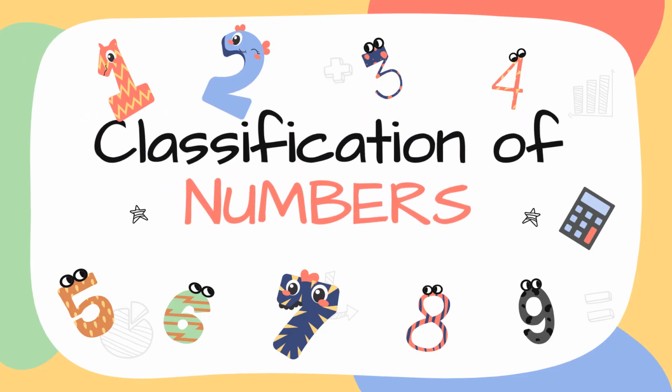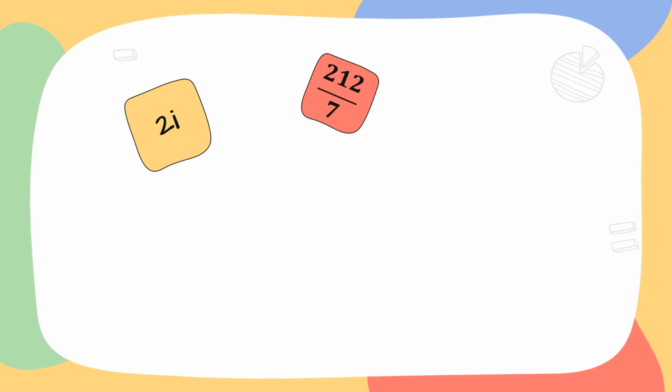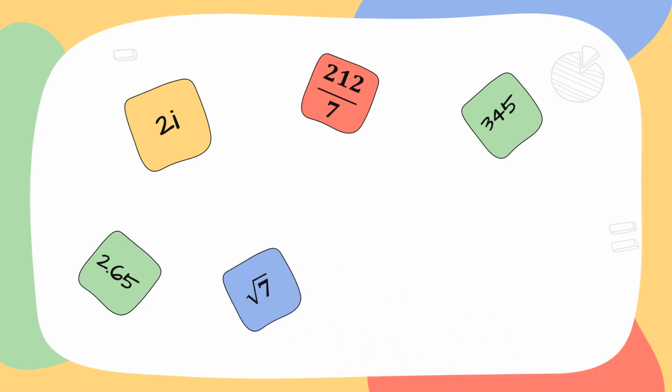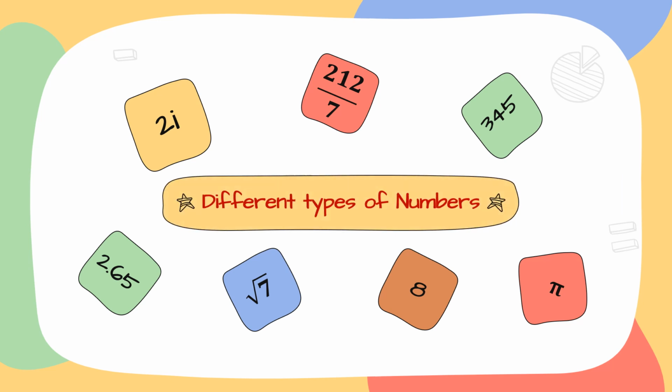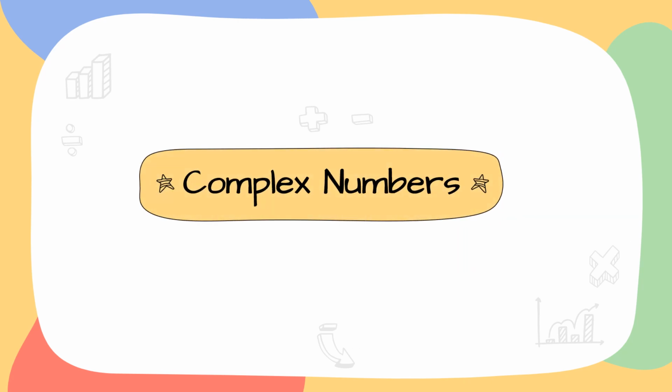The classification of numbers. 2i, 212 by 7, 345, 2.65, root 7, 8, pi. Likewise, we have different types of numbers and let's learn more about them. All the different types of numbers known in general are put into one category and referred to as complex numbers.